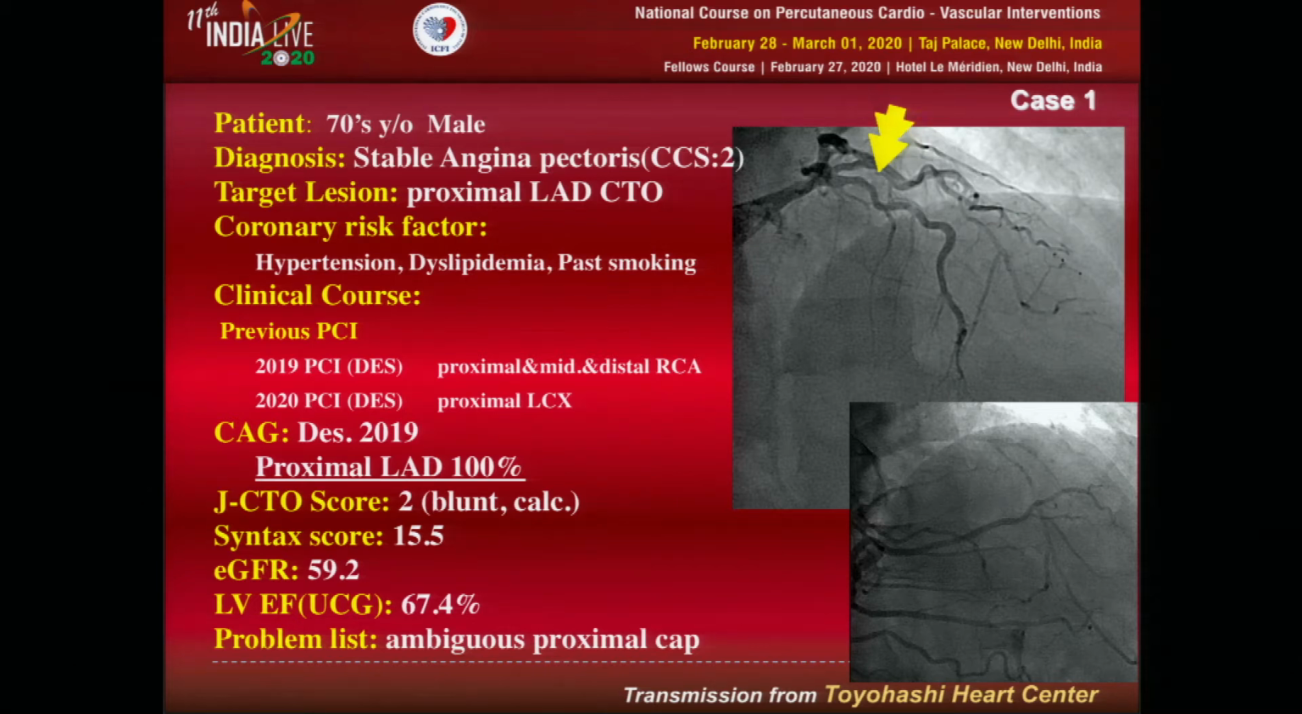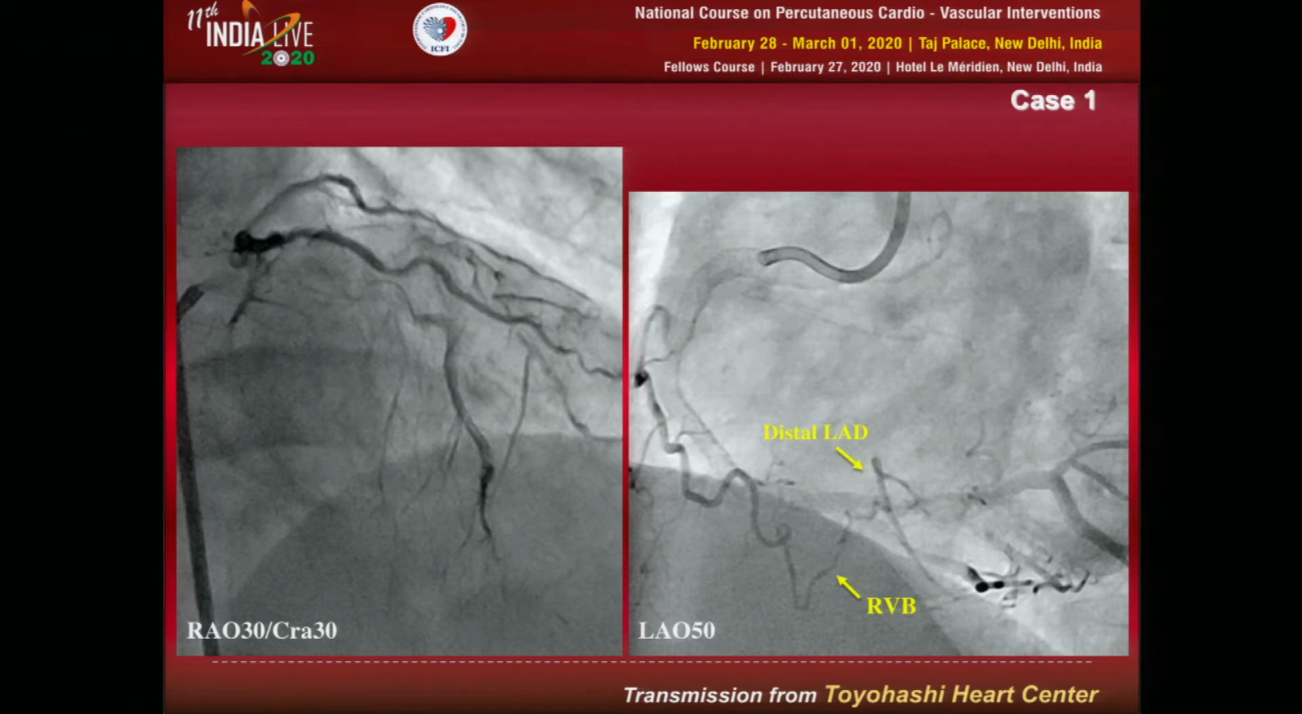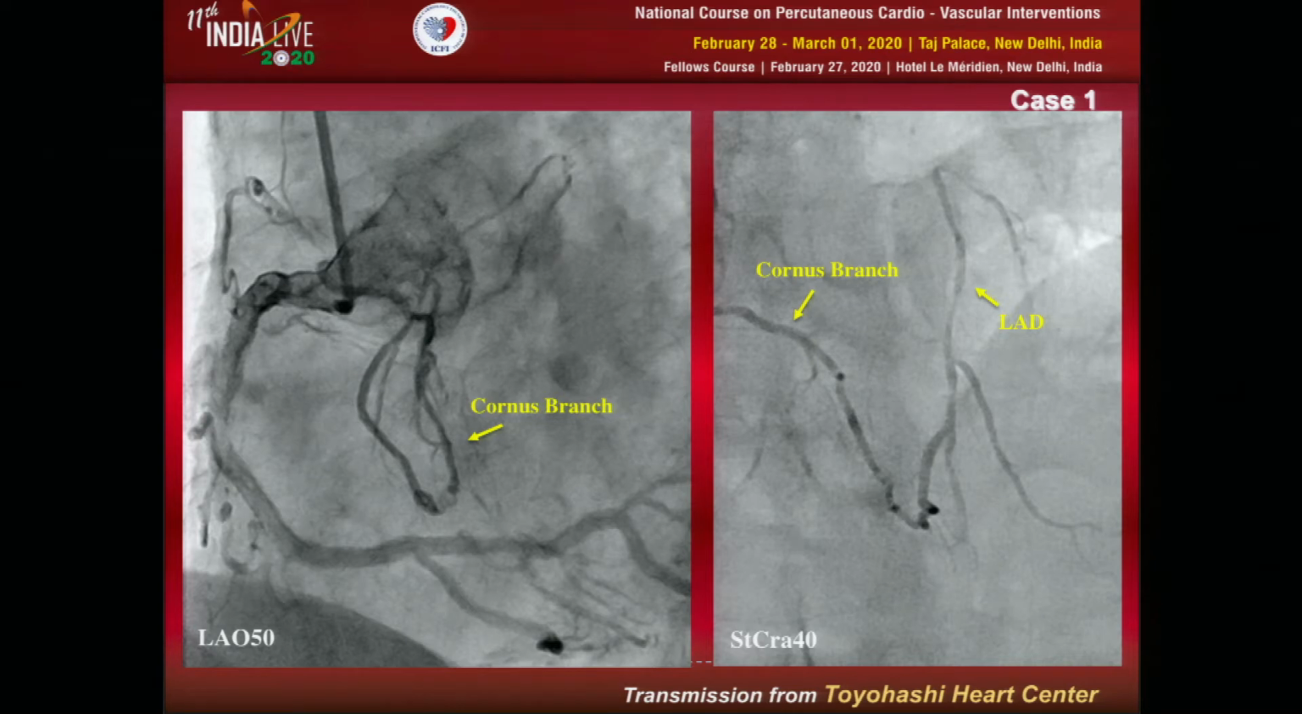eGFR is around 60 and LVEF is about 70%, so cardiac function is very good. There is some collateral. Can you see the angiogram? There is septal to septal collateral, and this is from the RV branch to the distal RCA. And this is a major collateral from the conus branch to the distal LAD. The CTO distal target is the LAD and diagonal bifurcation.